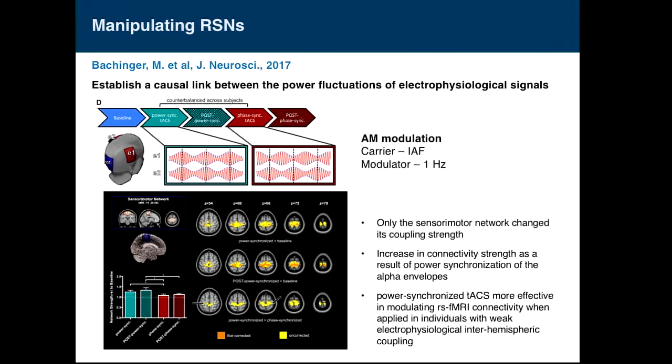And another interesting finding from that study is that this power synchronized TACS was more effective in modulating resting state connectivity in individuals that had a low connectivity between the 2 hemispheres, the left and right hemispheres. And one of the possible applications of the studies has to do with modulation of this connectivity strength in resting state networks. So you probably heard throughout this conference that many diseases are associated with changes in functional connectivity, and this has correlates in behavior. So this perhaps is a way of modulating that.